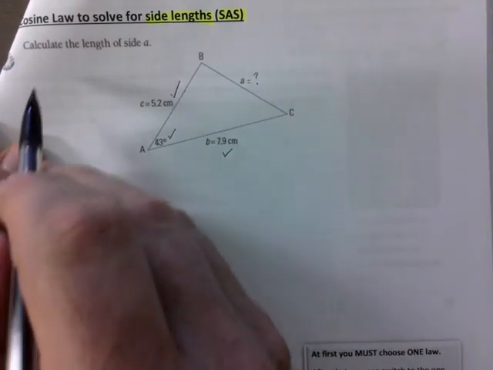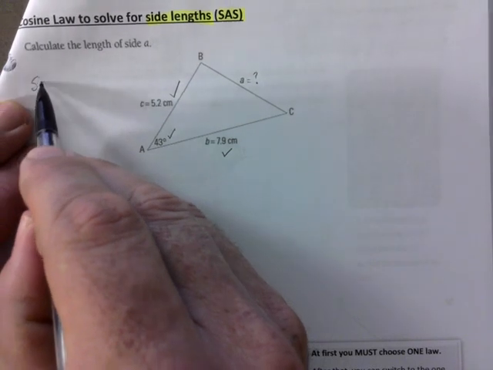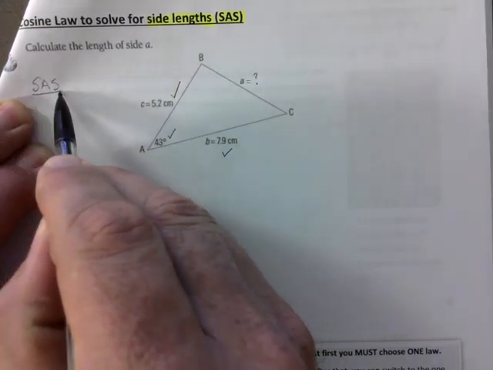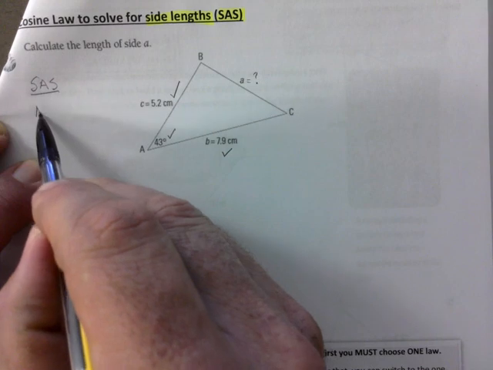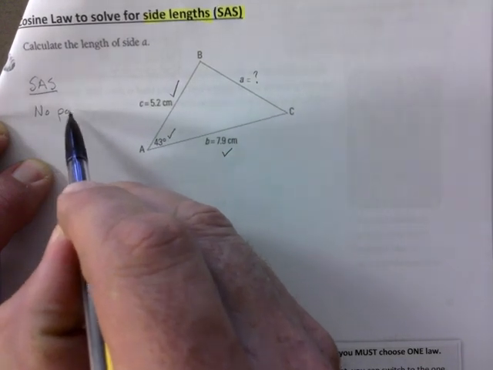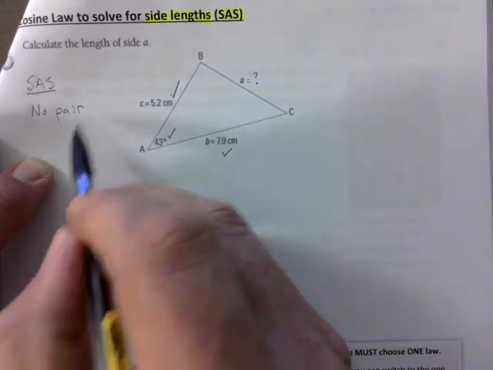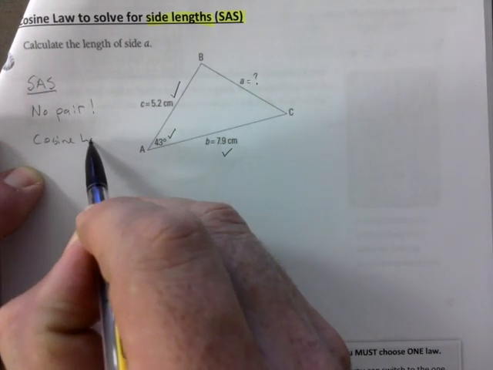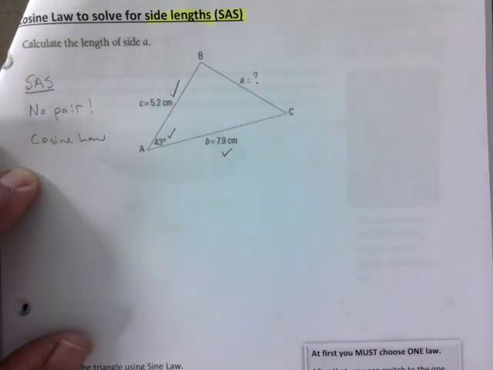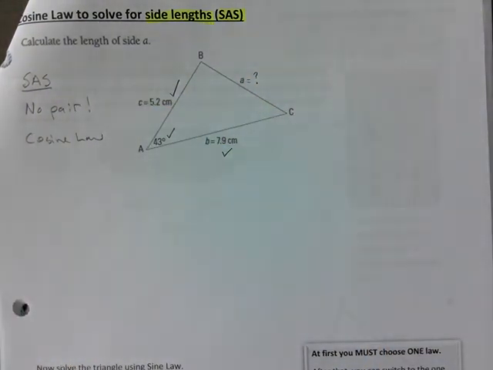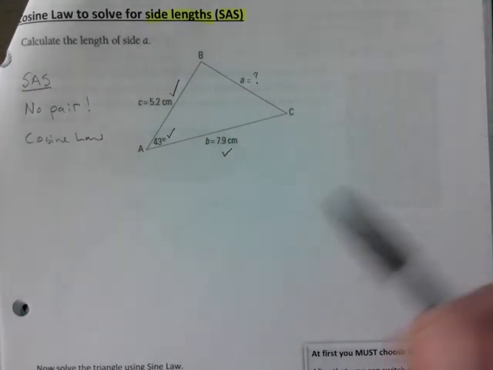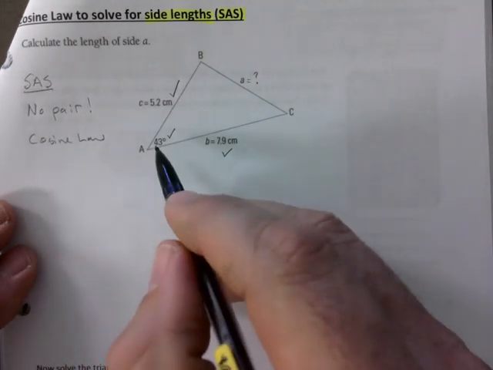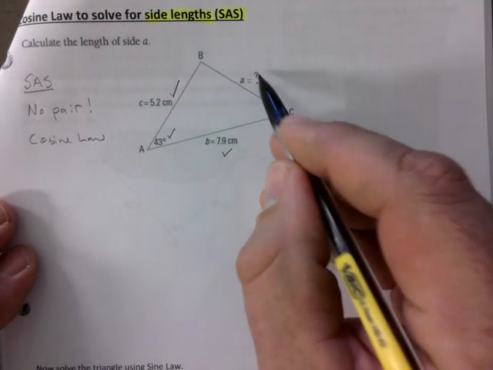Okay. So side angle side. Or you can say no pair. Therefore, cosine law. Whichever one you notice first. You notice, oh, there's no pair, cosine law, or you notice this is side angle side. It doesn't matter. So here we go. It wants this side, which is coincidentally called A.